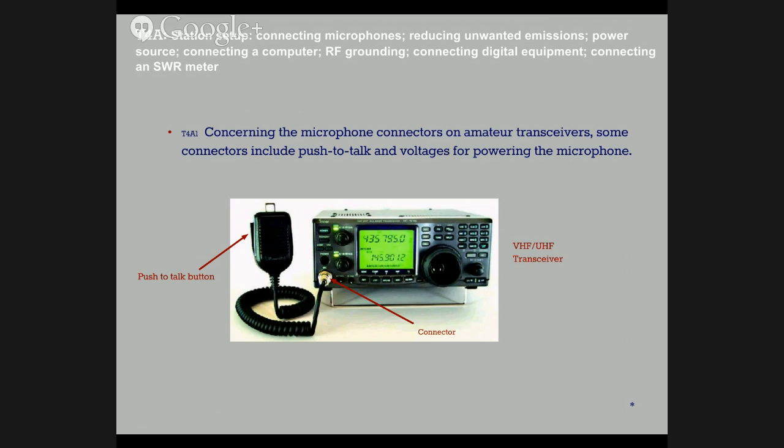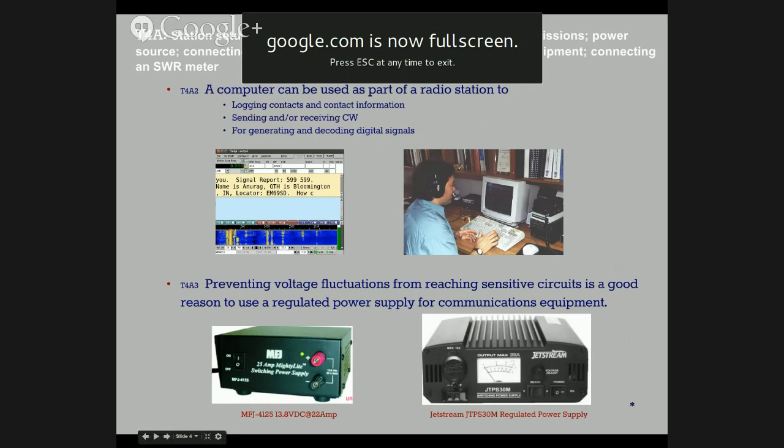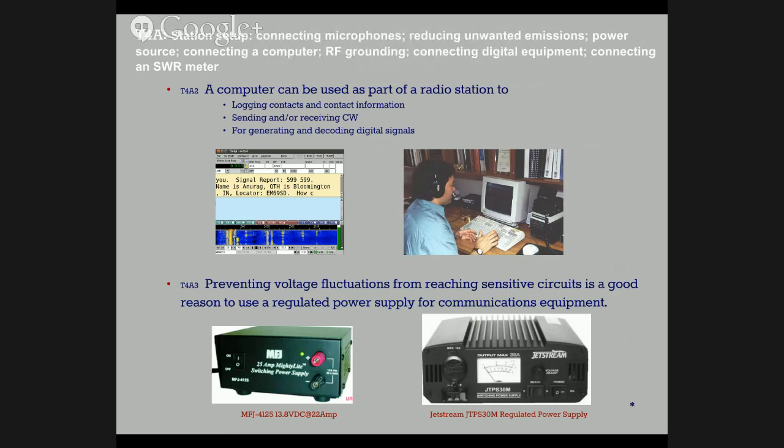So it's important to be careful connecting up microphones and speaker microphones. Computers have become increasingly important in amateur radio. Computers can be used for generating and decoding Morse code. If you're not proficient at it, it's nice to have something that can copy everything down for you.